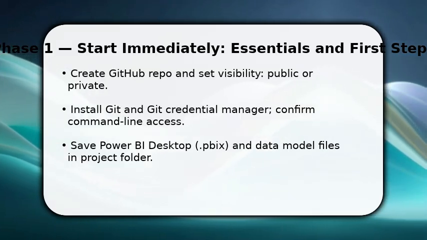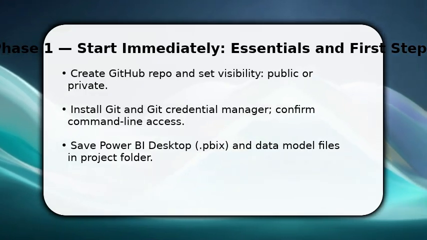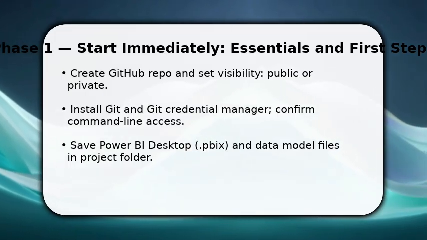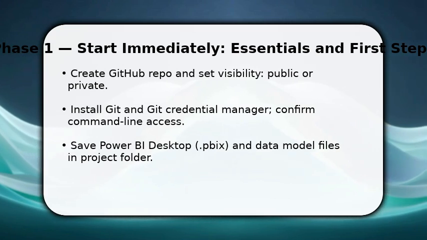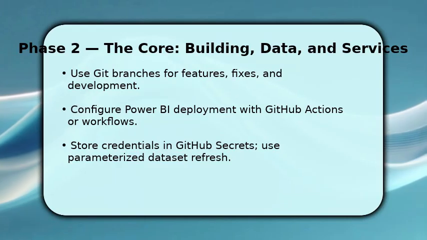Add your Power BI Desktop PBIX along with any query or parameter files into the repo folder. Commit with a clear message, then push the initial commit to GitHub so your work is backed up and visible for collaboration. You now link development flow and automation to GitHub.